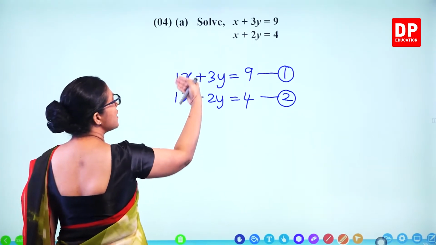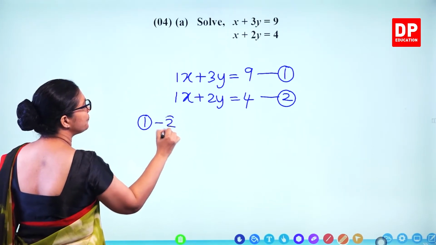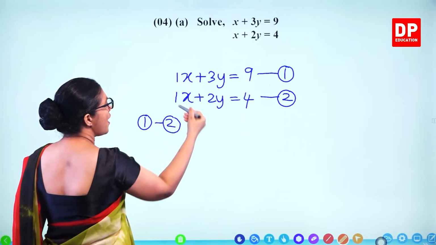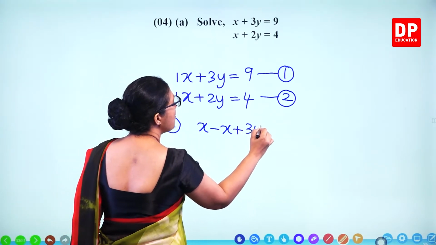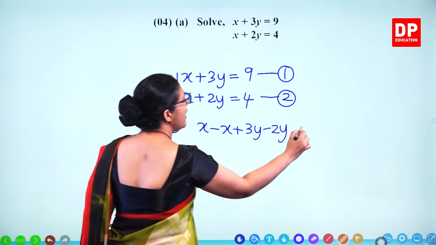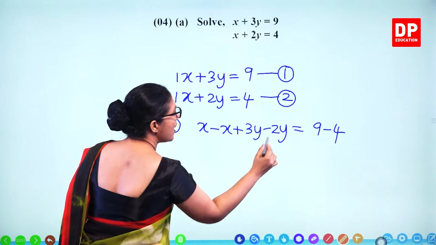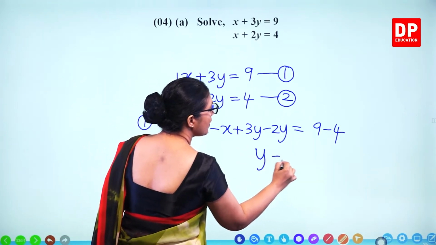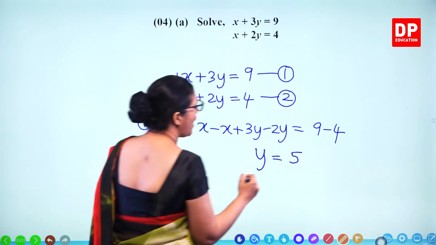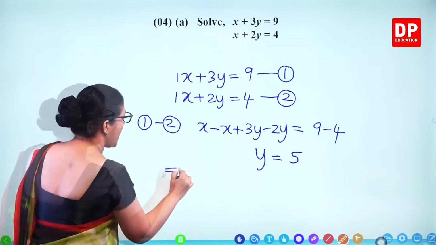What we do, same sign, you have to subtract. So equation 1 minus 2. When you subtract, what happens? x and x get cancelled out. 3y minus 2y and 9 minus 4. So 3y minus 2y becomes y. 9 minus 4 is 5. y equals 5. Then you take any equation.